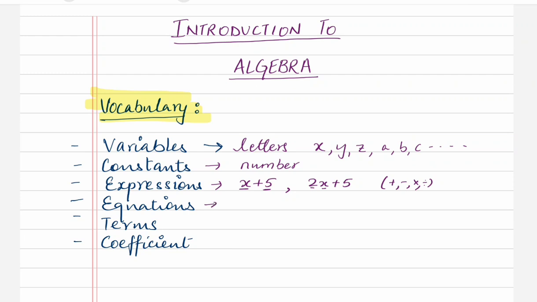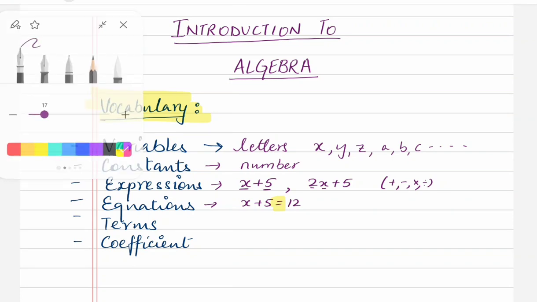Then you have an equation. Equation is when you have an equals to sign after your expression. So if I say x plus 5 is equals to 12. So now because we have an equals to sign here, it became an equation because now we can find the value of the variable, right?